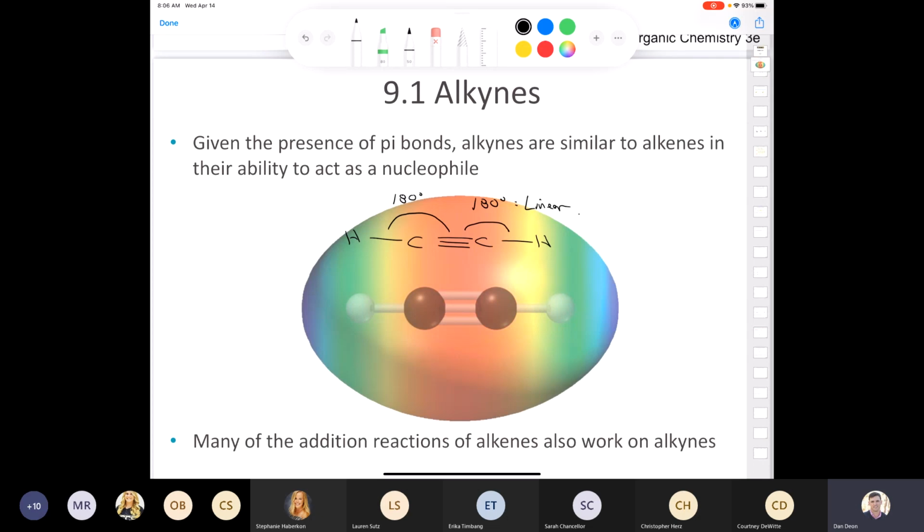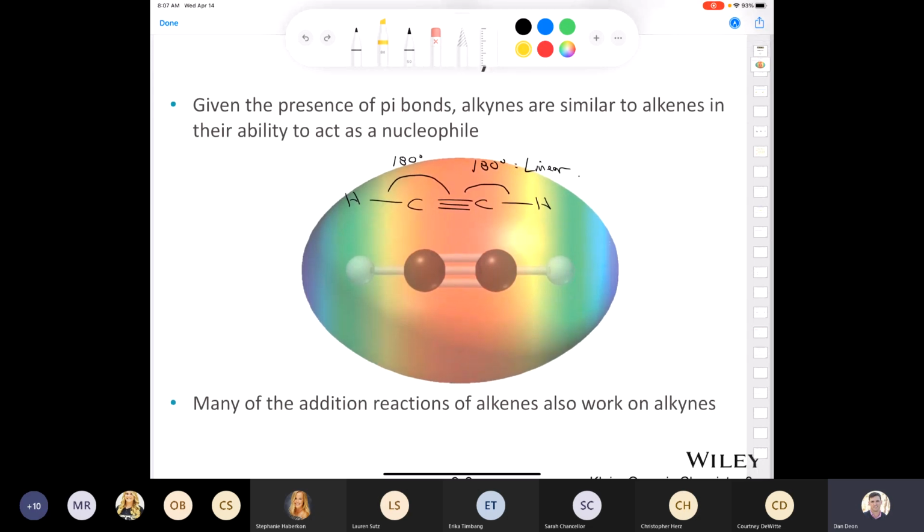Anyhow, a lot of the electron density in an alkyne is going to be focused in between those two carbons in that triple bond. And you can see that in the electrostatic potential map here. The red denotes higher electron density, and the blue areas denote lower electron density. And so we saw a similar type of electron density between the two carbons in a double bond in an alkene. And so many of the addition reactions that we saw in the alkenes chapter are going to work on alkynes as well. Things like hydrohalogenation, right? The addition of HX, right? HCl or HBr. Hydration, the addition of water across a triple bond.